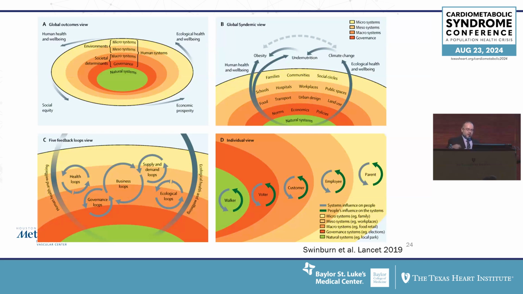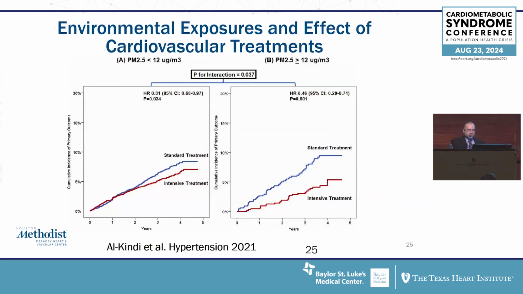So there's a lot of feedback loops, and you can look at it from a global outcomes view, from a syndemic view, where they have syndemic of environmental exposures and obesity and cardiometabolic disease. There's a lot of feedback loops that may have unintended consequences by altering some parts of the environment, and so on and so forth. So I always get asked whenever I give talks like this, why do I care? As a clinician, why do I care about the environment?